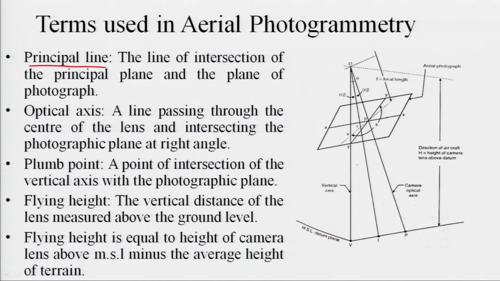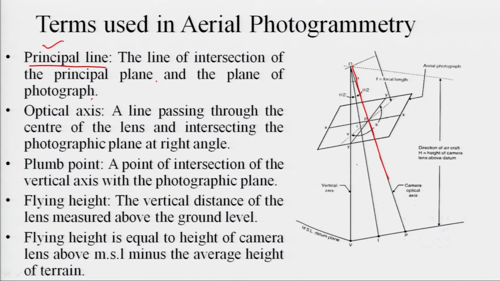Principal line. Principal line is defined as the line of intersection of the principal plane and the plane of the photograph. So what is the principal line? This is known as the principal line. The line of intersection of the principal plane and the plane of the photograph is known as the principal line.